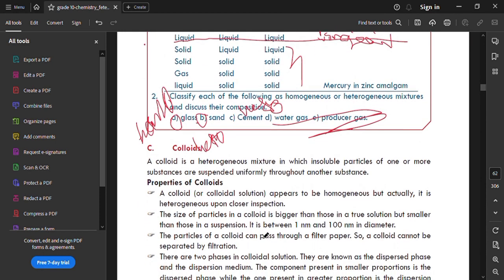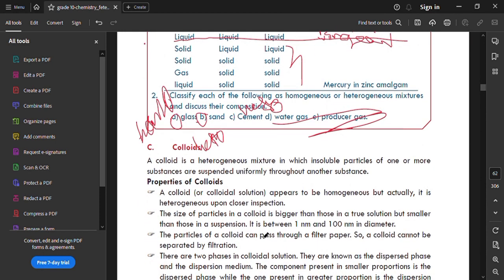And the third type of mixture is colloid. So colloid is a heterogeneous mixture in which insoluble particles of one or more substances are suspended uniformly throughout another substance. Colloid means it does not settle down.